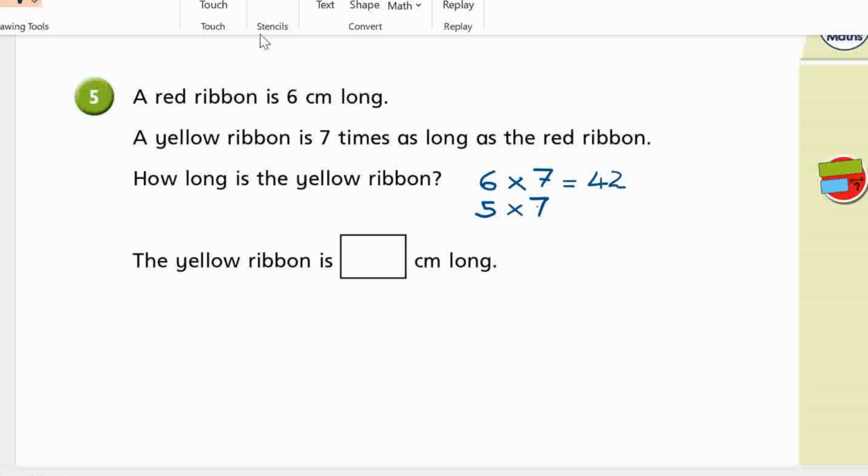So what's 5 times 7? It's 1 less. 5 times 7 is 35. Okay, and because it's 1 seven less, then you need to add 7. So then you need to do 35 plus 7 to get your 42. So in other words, the answer is 42.